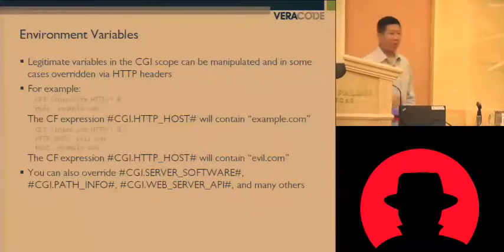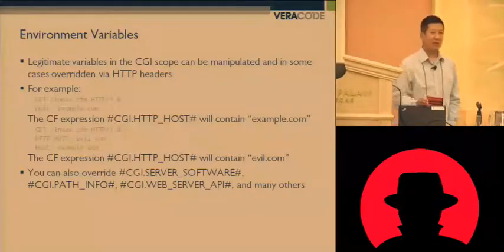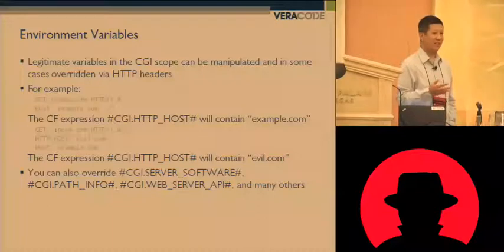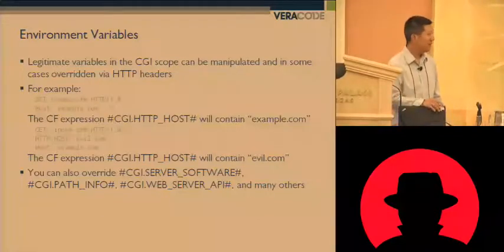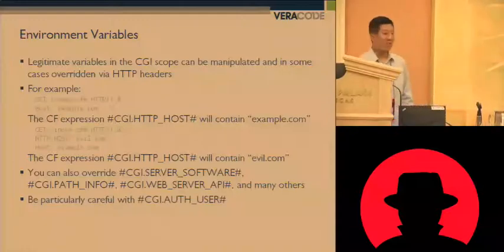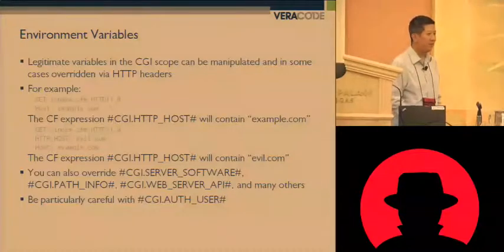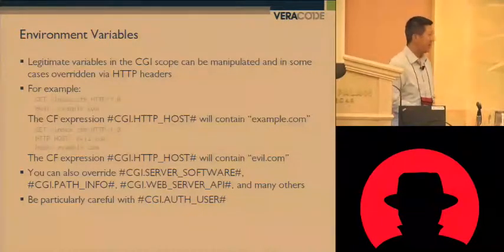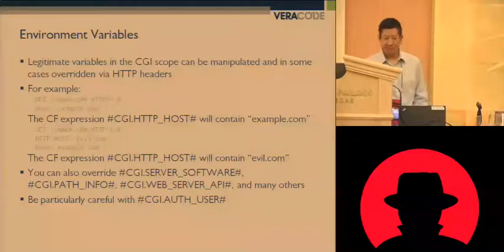More dangerously, you can override things that in other application development platforms you can never override. If you have an ASP.NET or Java page, you can never override server software or path info or some of these other things that are generally defined on the server side and considered immutable. And there are a lot that you can actually override just by using an HTTP header. You can override CGI.authUser, which doesn't seem like something you should be able to override, but yet you can.